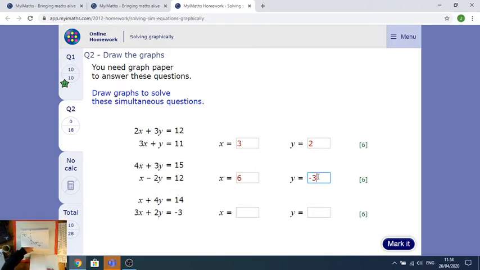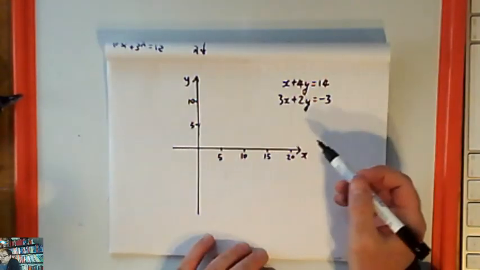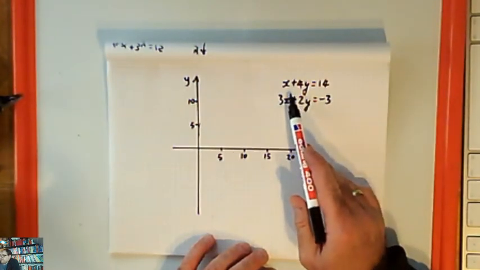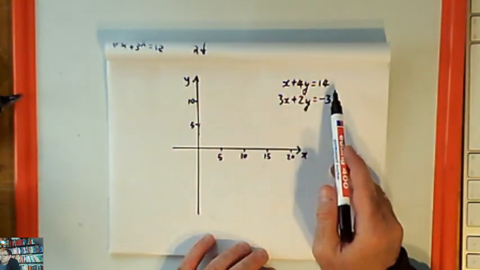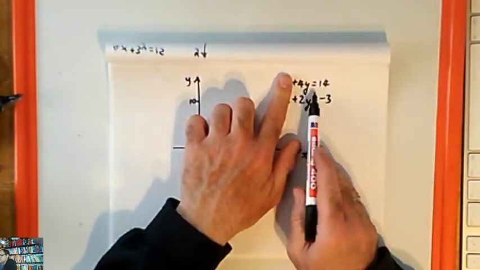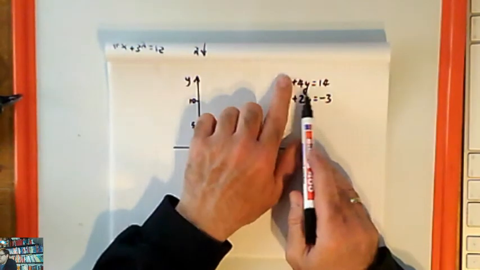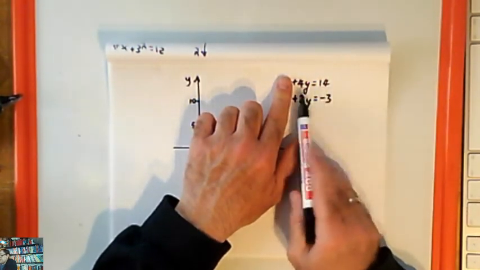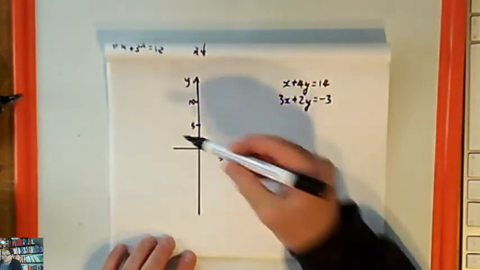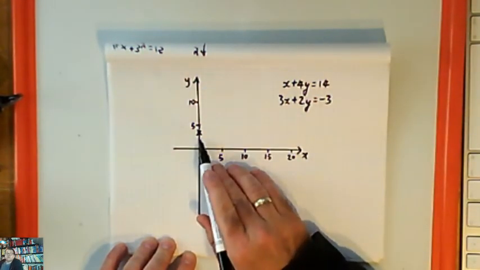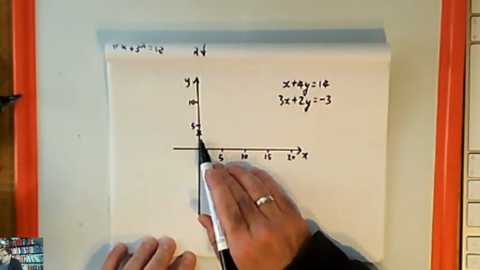I will just, as I talk, write this down on my pad. So here it is on my pad. The first equation, x plus 4y equals 14. So if x was 0, then 4y equals 14. The x bit would disappear. 4y equals 14. So y would have to be 3.5 to make that balance. So when x equals 0, y equals 3.5, giving us a point at 0, 3.5.